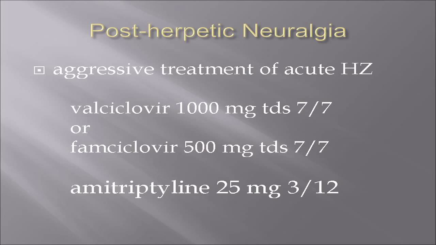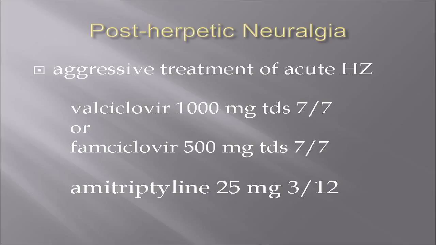Carbamazepine, gabapentin, and so on can be used for this. Probably, particularly in older patients who may be the ones who are more likely to have shingles, trying to prevent it by aggressive treatment of the episode of herpes zoster may be the best way of trying to avoid post-herpetic neuralgia. So fairly hefty doses of antivirals, and consider adding amitriptyline during the episode of herpes zoster as well for a period of 2 to 3 months to try and prevent post-herpetic neuralgia developing.